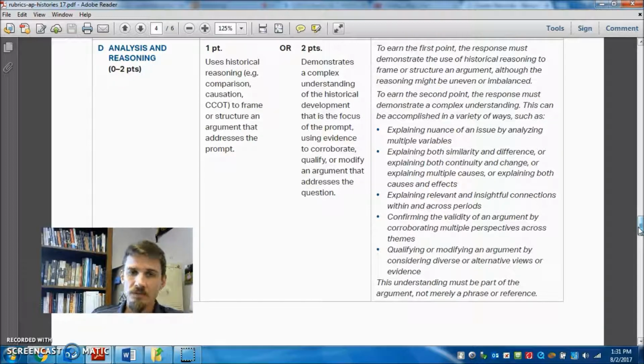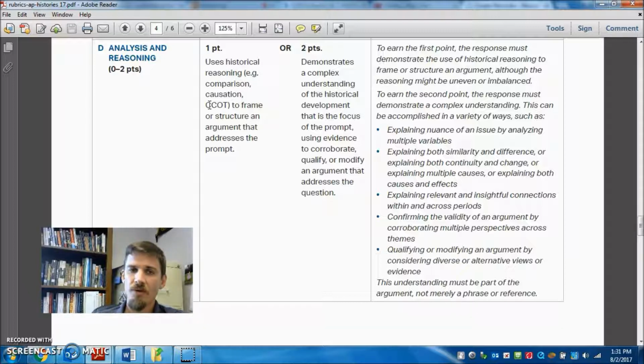So anyhow, moving on, the last piece is the analysis and reasoning portion. It's the exact same thing as we were looking at with the DBQ. Now notice this is where they're getting at the historical skills. Okay, it's talking about comparison, causation, change, and continuity over time. So the questions they ask you are specifically going to address those particular historical skills.